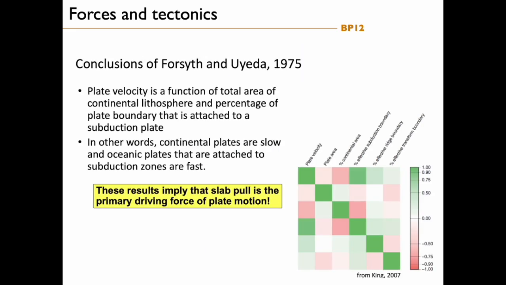So this indicates that slab pull is an important parameter, because in a way the plates that are the fastest are the ones that have the most subduction, but also the plates that are the slowest are the ones that have the most continent. And this is because continents are difficult to subduct because they are buoyant. So both this correlation and the anti-correlation here indicate that the role of subduction is paramount for plate motions.